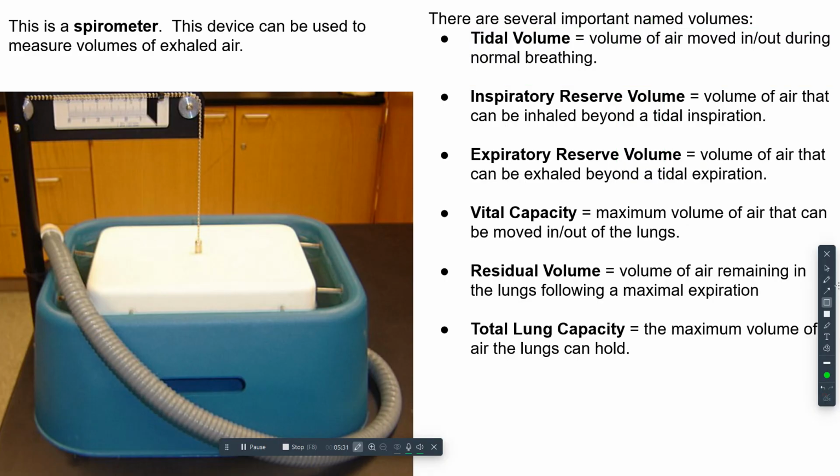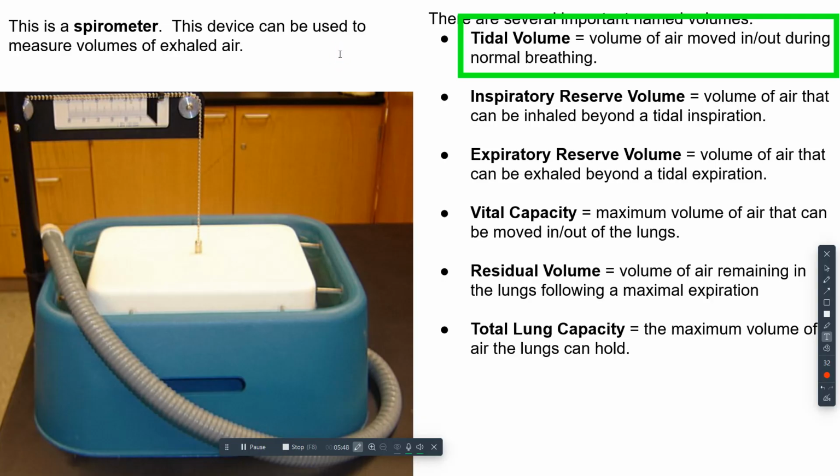Sorry, I was getting kind of crazy with my squares there. So like what you're doing right now, normal in, normal out, that's tidal volume. Now, bear in mind, a typical value for your tidal volume is about 500 milliliters.